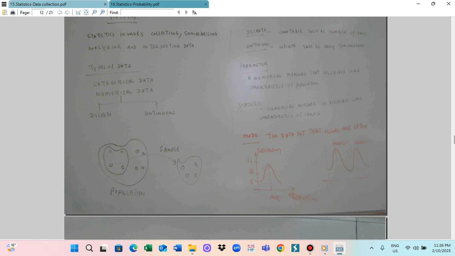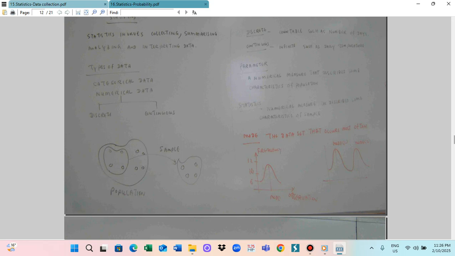So the frequencies for the observations are 6, 10, 12 like this. This is the number of times it happens. So this is what we call the mode. The number 12 happens the most times, so this is the frequency. Frequency 12 is the highest, so this is the mode. Mode is 12. And sometimes our mode can happen more than once.